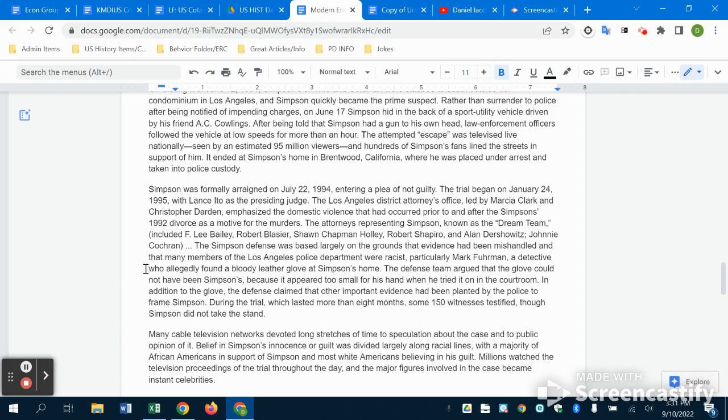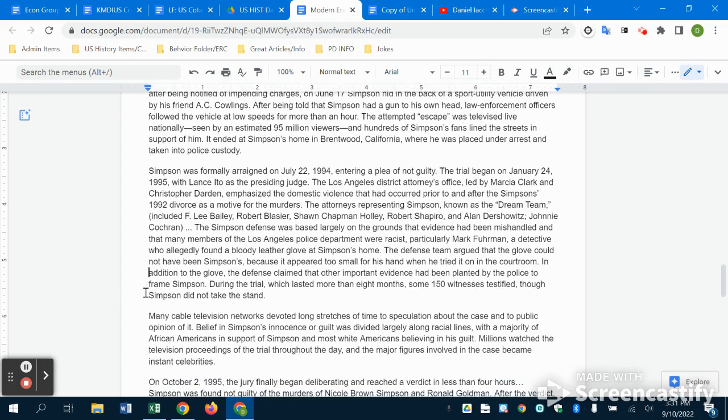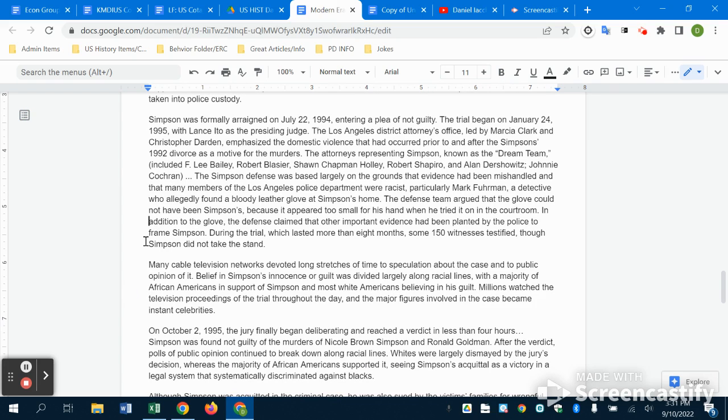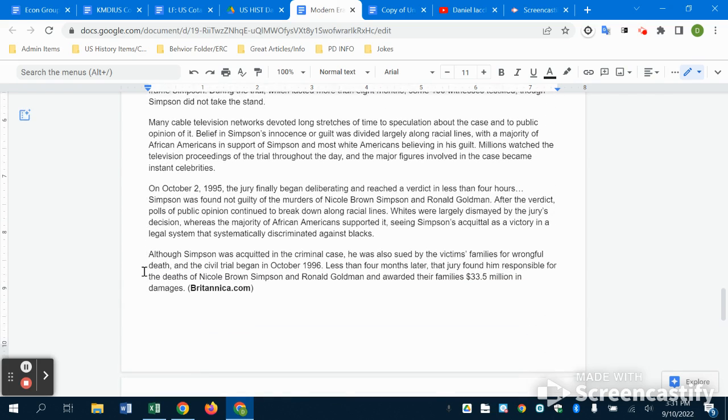at the Simpsons' home. The defense team argued that the glove could not have been Simpson's because it appeared too small for his hand when he tried it on in the courtroom. In addition, the defense claimed that other important evidence had been planted by the police to frame Simpson. During the trial, which lasted more than 8 months, some 150 witnesses testified, though Simpson did not take the stand.